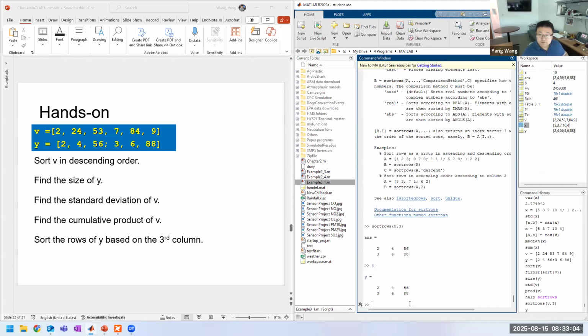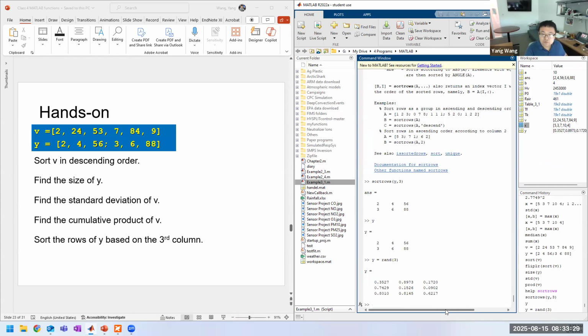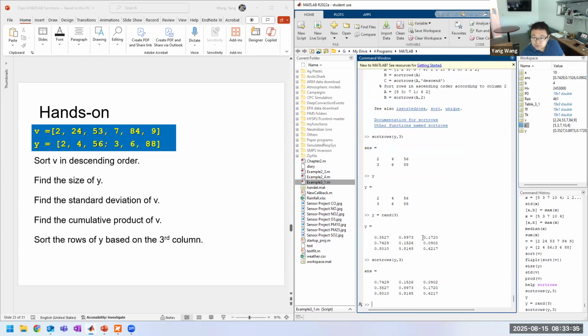Okay, so if we show the Y again, it's going to sort this matrix based on the value of the third column. I mean, this might not be that obvious, so let's try this way. Again, define a random number. Okay, rand 3. Now if you do sort rows again, it's going to sort the entire matrix based on the third column, right? This can come in handy.